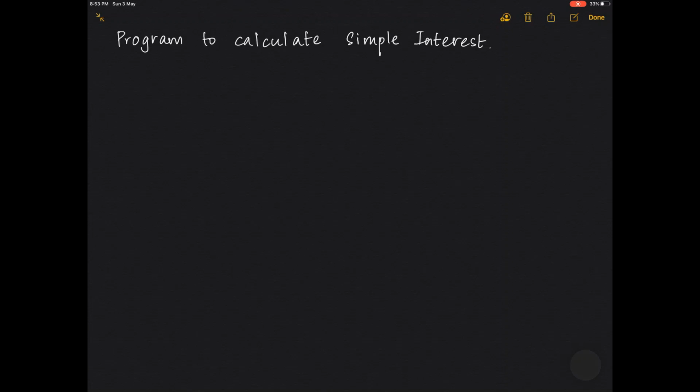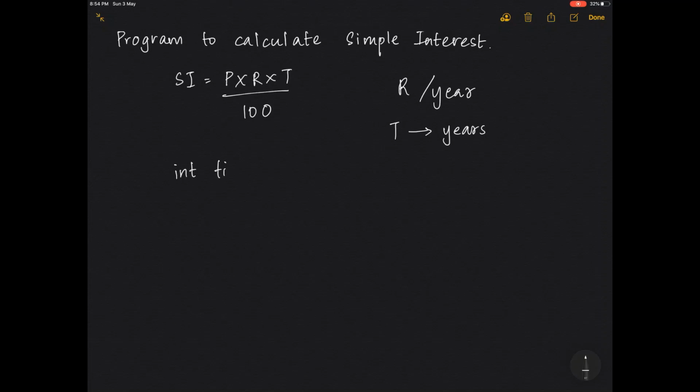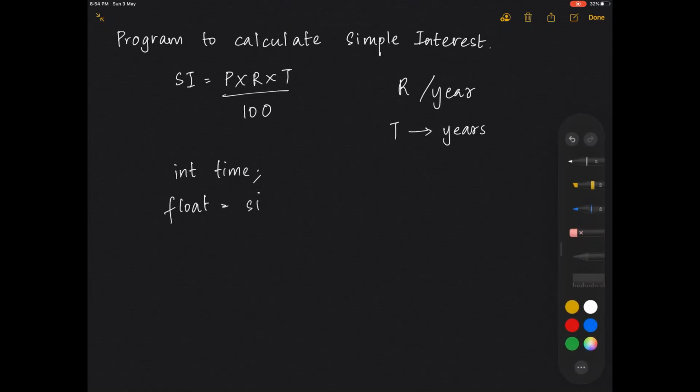Hey guys, so let's look at a program to calculate the simple interest. We all know that the simple interest formula is SI is equal to P into R into T by 100, where the rate is given as rate per year and the time is also given in years. So time will definitely be an integer. So int will be time, and you can declare all the other variables.